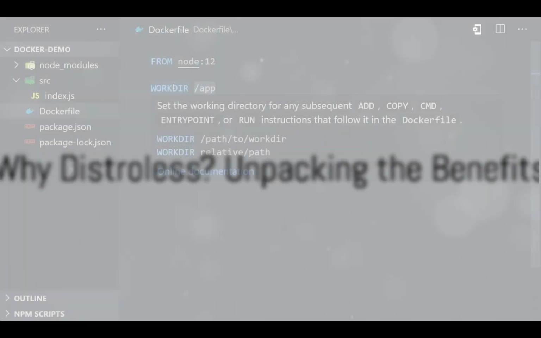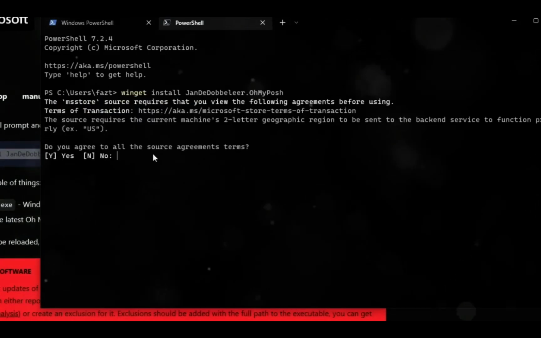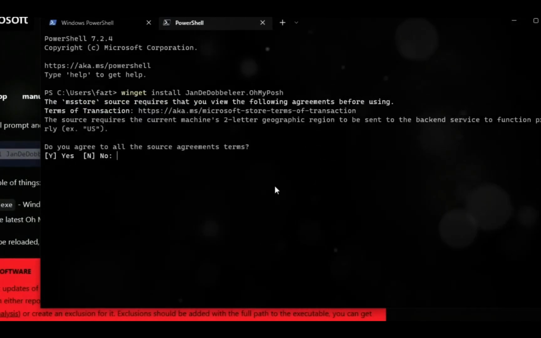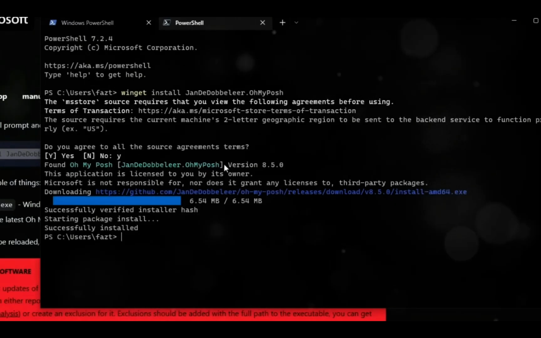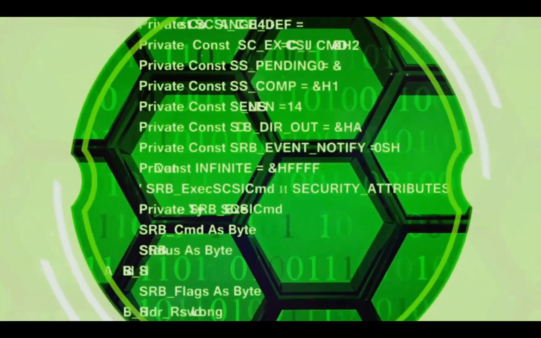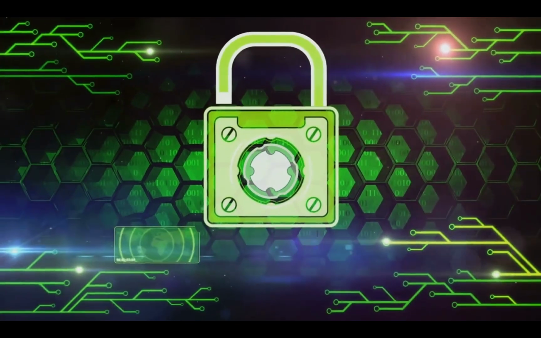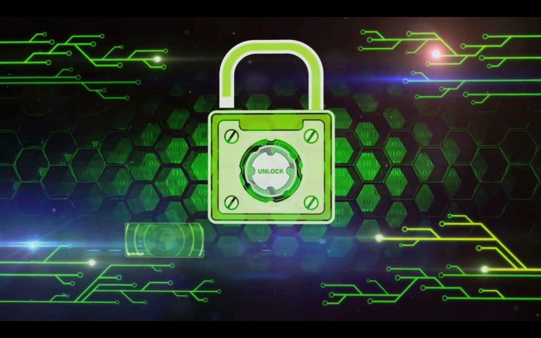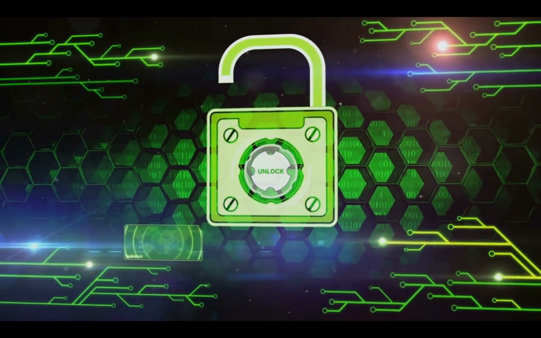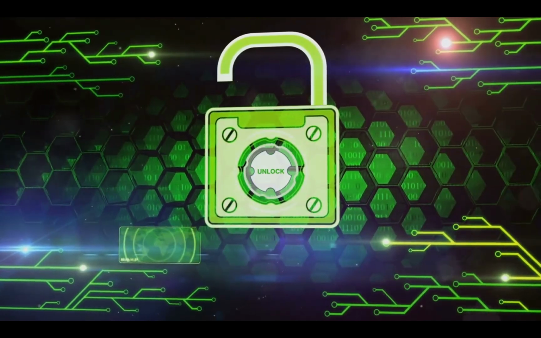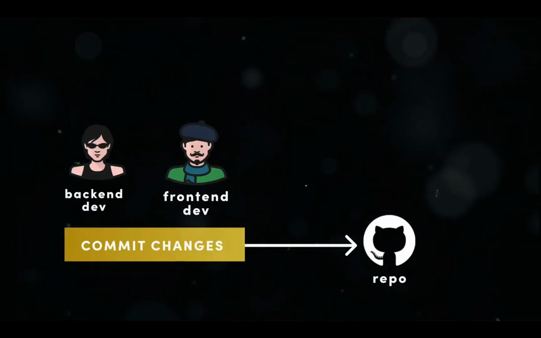Now you might be wondering, why Distroless? What makes it stand out? Well, let's delve into the key benefits of Distroless images to understand its growing popularity. Firstly, Distroless images offer heightened security. By stripping down to the bare essentials, we significantly reduce the attack surface. There's no shell, no package manager, nothing superfluous that could be exploited by malicious actors. Quite simply, less is more when it comes to security.